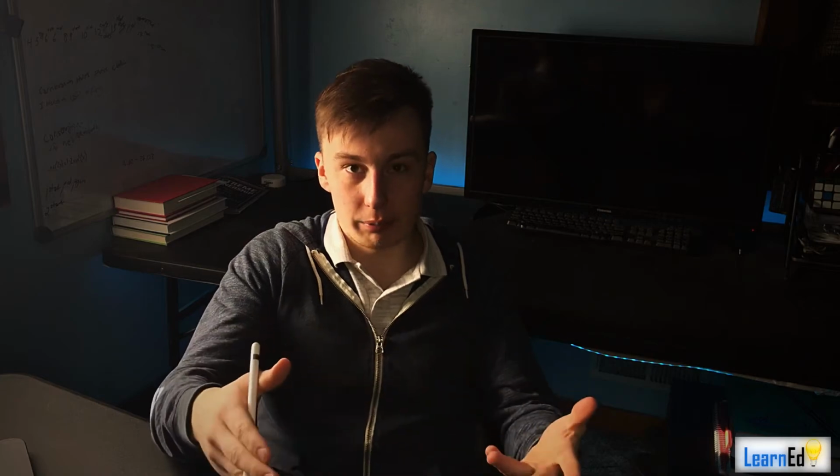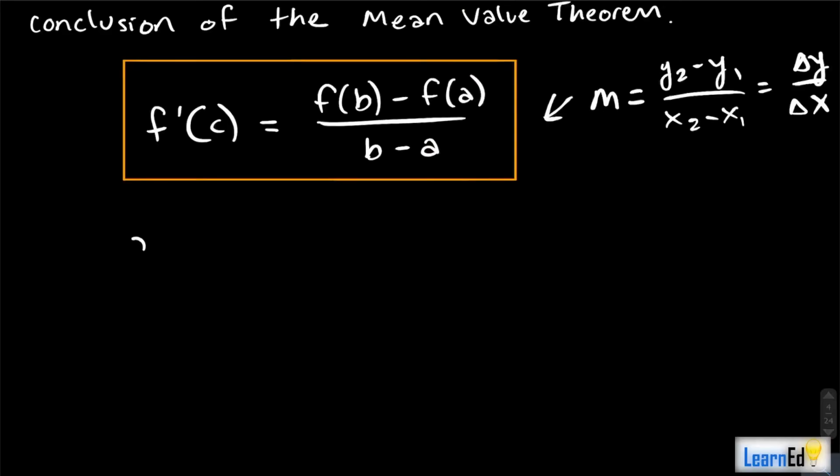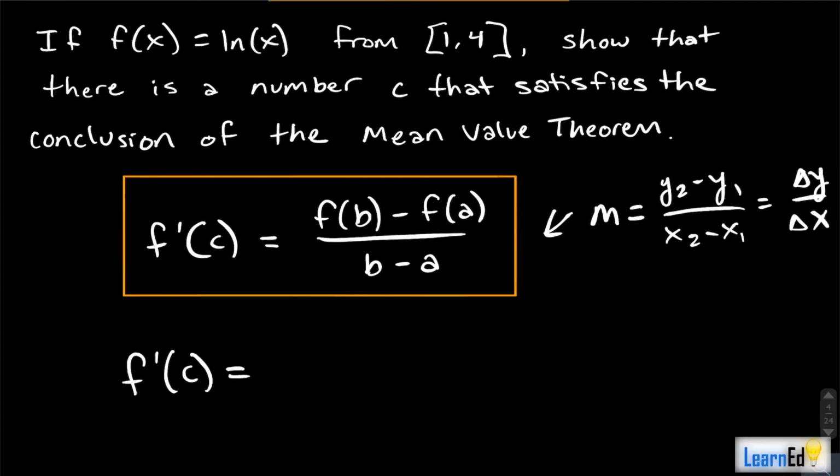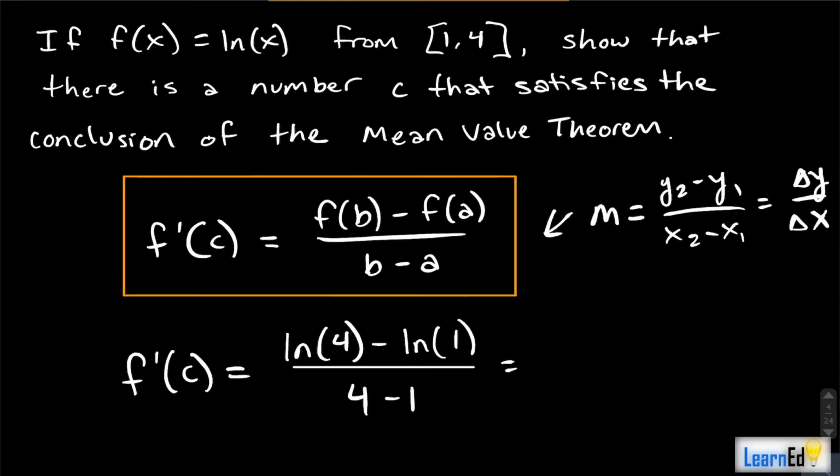Now we need to actually find that value c. So what we're going to do is use this formula. We get that f prime of c is equal to f of b. What is f of b? Well, it's natural log of 4, because we have to plug that 4 into our natural log of x function. So we get natural log of 4 minus f of a, which would be natural log of 1, and then b minus a is 4 minus 1. Natural log of 1 is 0, so we just get the natural log of 4 over 3.